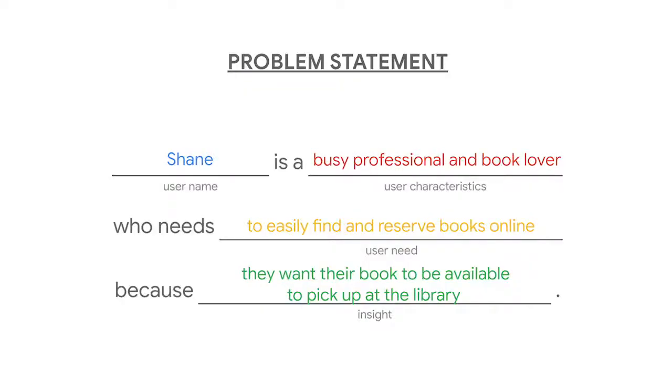We'll limit each drawing to 60 seconds, so you'll also need a timer. It can be a clock, your phone, or a timer website. The last thing you'll need is a problem statement you created earlier. Here's a problem statement I created for our persona Shane. Shane is a busy professional and book lover who needs to easily find and reserve books online because they want their book to be available to pick up at the library. I'll draw 8 ideas with this problem statement in mind. Remember, the idea behind Crazy Eights is to think creatively. No idea is too outrageous during a brainstorm. I'll draw any solution that comes to mind. Here we go.